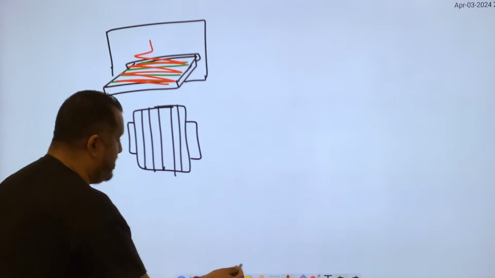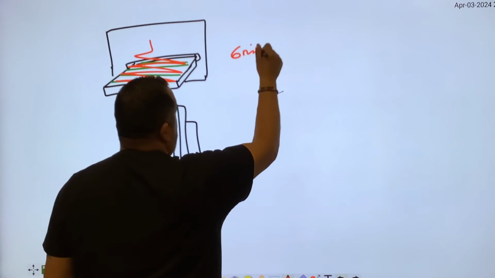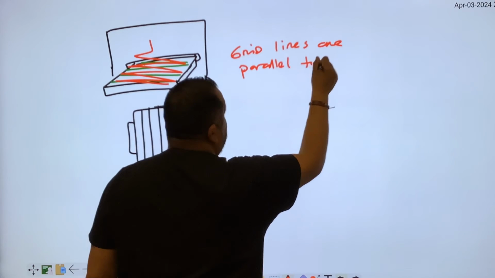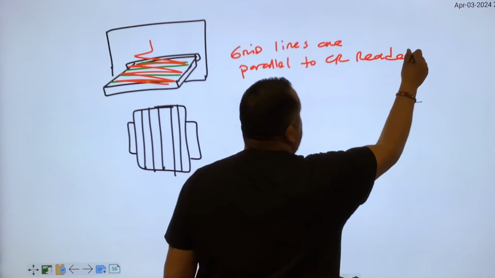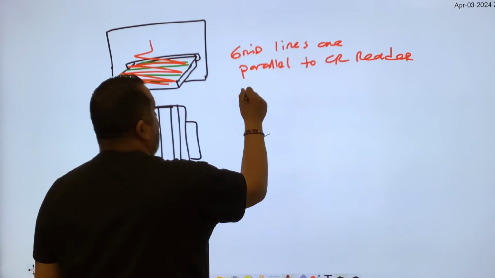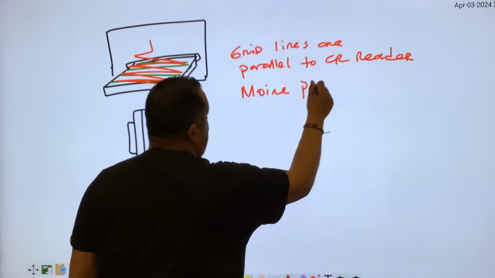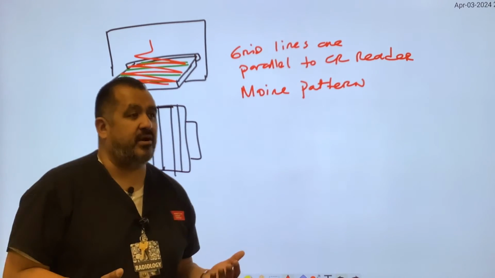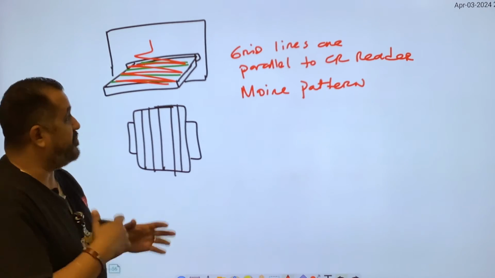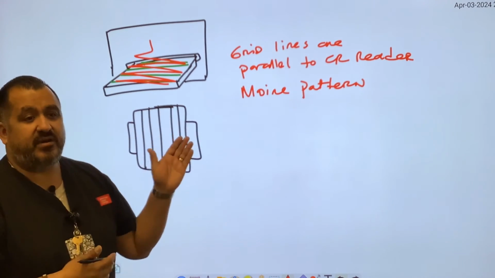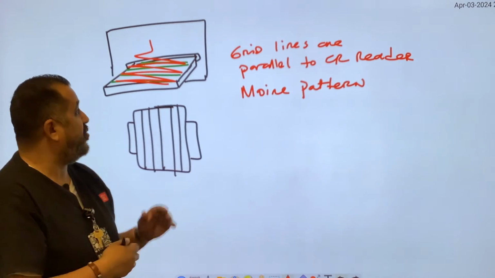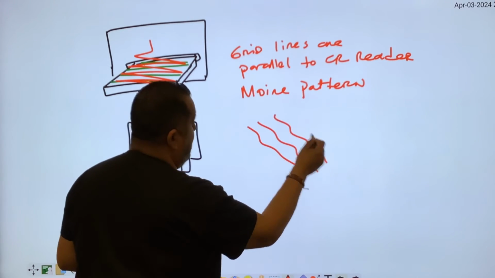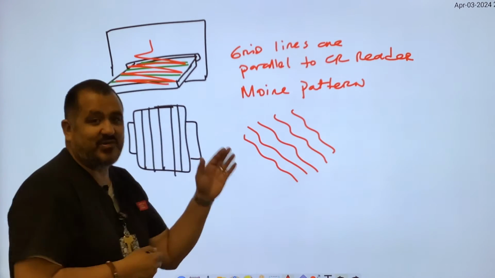So I'm going to write it on the board. So if your grid lines are parallel to the CR reader as it's being scanned, right, you're going to end up with the Moire pattern. Now this is more common with CR systems. Most systems now out there are going to be DR, so that's a separate issue. But when it comes to the Moire pattern, again, if the grid lines are parallel to the reader, we're going to end up with the Moire pattern, and you're going to have an image that's going to have these wavy diagonal lines going across your anatomy, and that's known as the Moire pattern.